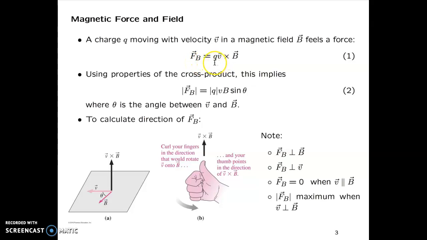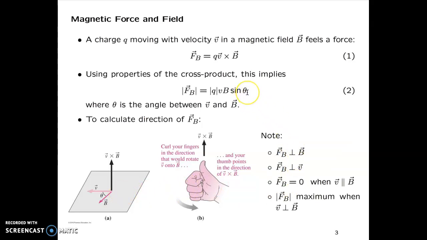So the cross product in this case is the force. Well, the cross product times the charge is the force, and because a cross product of two vectors points perpendicular to the original two vectors, that's an important point here. It means in this case the magnetic force will be pointing perpendicular to the magnetic field, perpendicular to the velocity. That's illustrated in figure A.